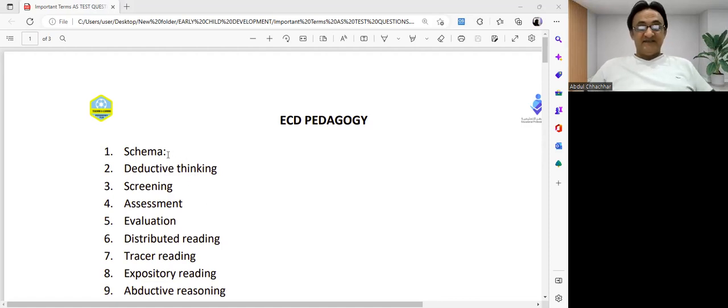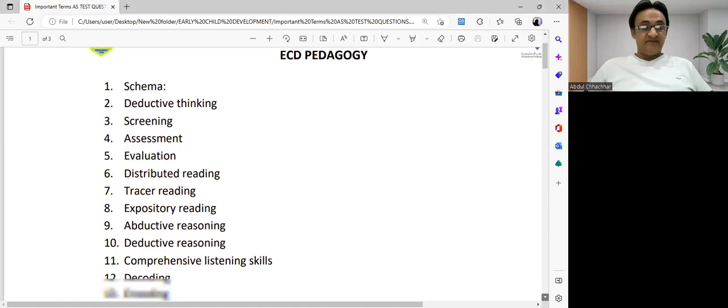So let's see. The first term, which was also used in previous papers, is the schema. The other one is deductive thinking. There was a question about screening, assessment, and evaluation. These terms were used for reading skills: distributed reading, trace reading, and expository reading. There are videos about these in the pedagogy TLS part, so you can check these videos: detecting, screening, assessment, evaluation, differential, distribution, trace reading, and expository. I'm going to share the link of that playlist.